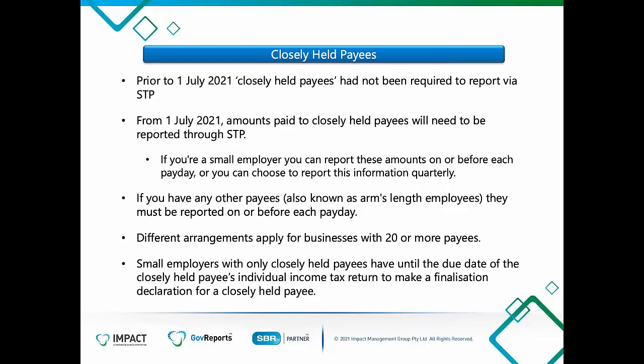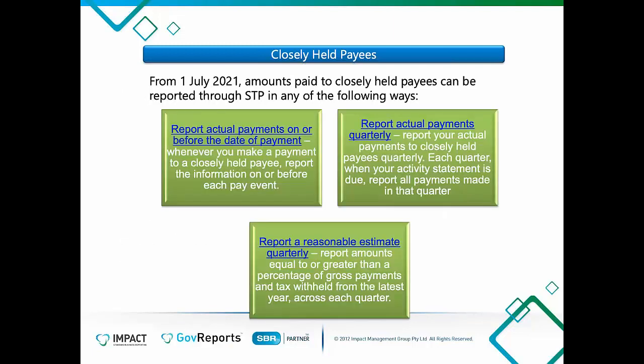Small employers with only closely held payees: so if there's only a director of the company and he's the only payee, the only one that works in it, then they have until the due date of their closely held individual income tax return to make the finalisation declaration for a closely held payee. So that is one of the exceptions to the 14th of July, but obviously it is a small group, I believe.